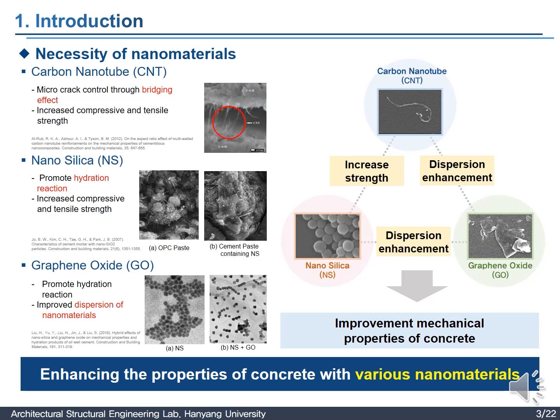In the case of CNT, the generation of microcracks is controlled due to the bridging effect. NS promotes the hydration reaction to produce the hydrate and allows the concrete to form a dense structure. GO increases the dispersion when incorporated with other nanomaterials such as CNT and NS. Therefore, it is expected that the mechanical properties of concrete will be improved when CNT, NS, and GO are incorporated together.